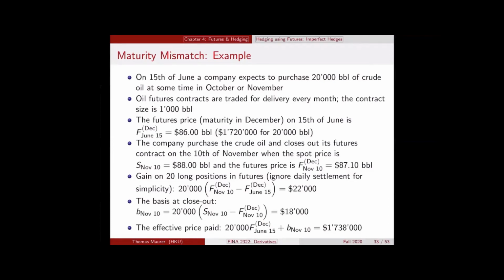Finally, just to stress this again, what's the reason why we were not able to lock in exactly the price of $1.72 million to purchase these 20,000 barrels of oil? Well, the reason was because the futures which you use for hedging has an expiration date in December, which is different than the date in November until when you actually hedge, and therefore the futures price has not perfectly converged to the price of the underlying asset yet. It would do so in December at the maturity date, and so we have some risk exposure because the futures price and the price of the underlying were not perfectly correlated, and that risk was reflected by that basis over here.